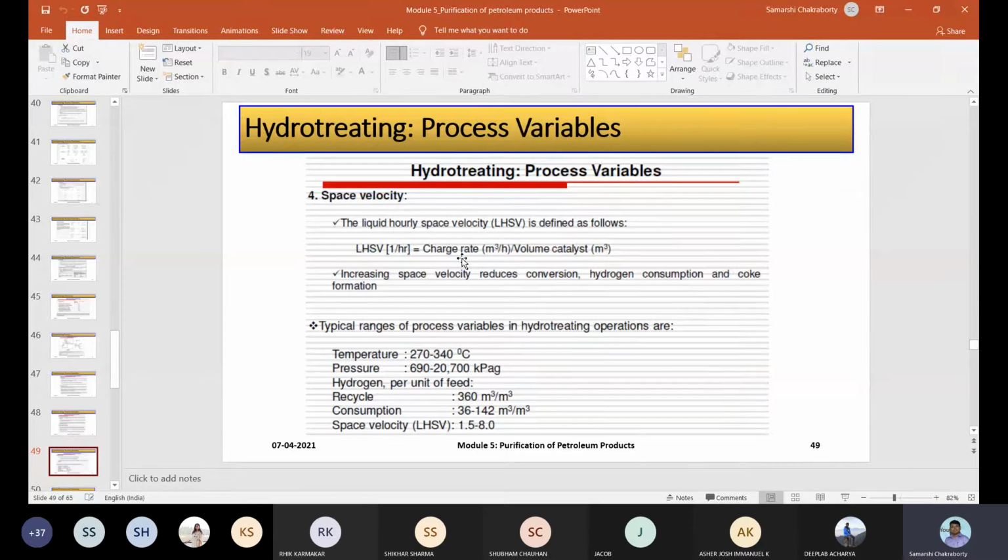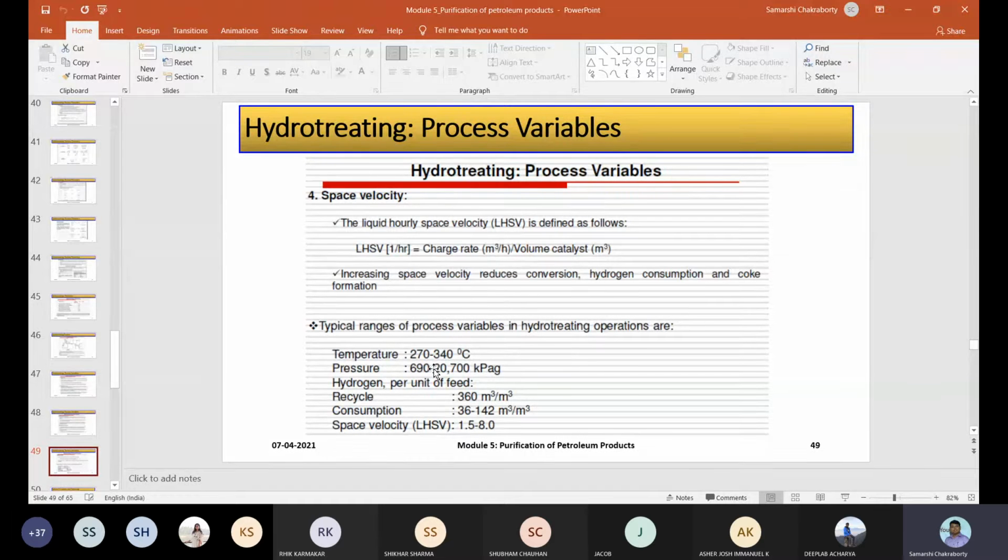the conversion may definitely get affected, but the coke formation will also get reduced, as well as the hydrogen consumption will get reduced because of that. So the same information I guess I have shared in the first slide itself. These are some of the basic operating conditions for your hydrotreating process.